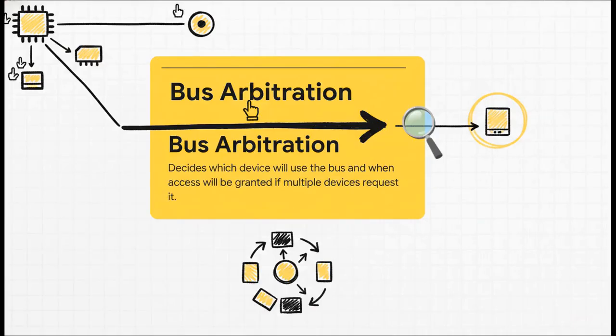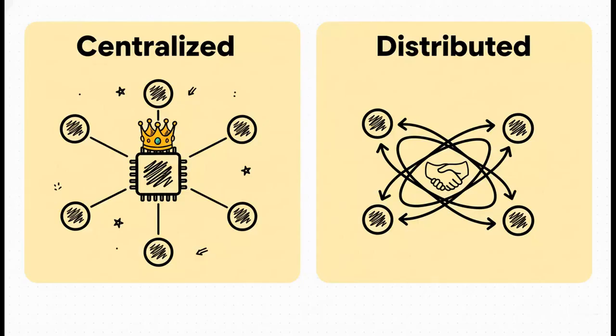So what does that actually mean? Well, bus arbitration is simply the process of deciding which device gets to use the bus and for how long. So when a bunch of devices all raise their hand at the same time, the arbitrator points and says, "Okay, you can go first." And now things get really interesting, because there are two main styles of this traffic cop.